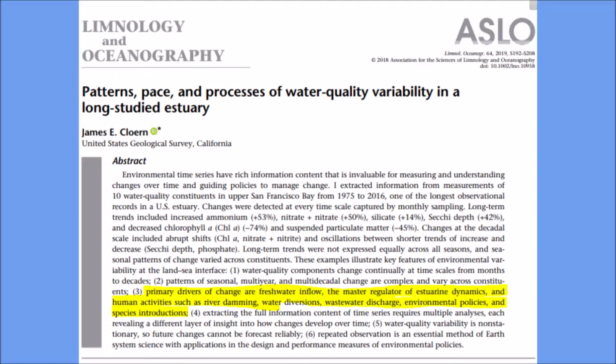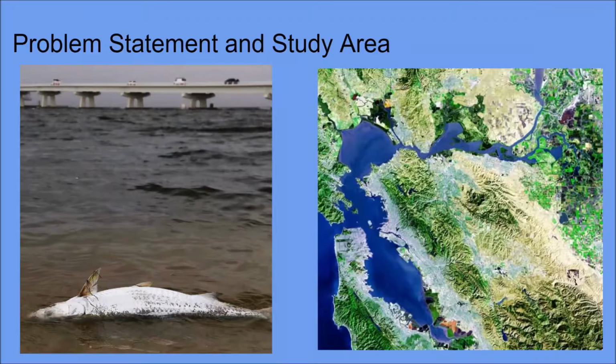A study was also recently published by James Cloern of the USGS National Research Program in the ASLO journal that focused on trends in the Bay Area, highlighting the large variability in seasonal and long-term patterns. For our project, we asked ourselves the question, is there a dead zone in the San Francisco Bay Area, and is it changing over time?